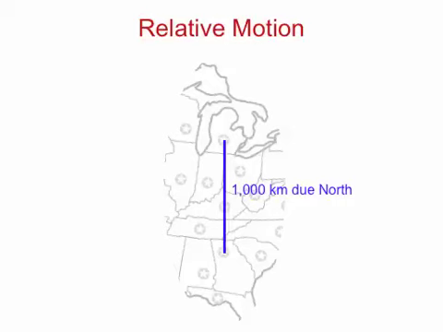Here is a portion of a United States map with a straight line path 1,000 kilometers due north from Atlanta to Lansing. We're told that the wind velocity is 60 kilometers per hour directed southeast. We indicate this with a vector pointing 45 degrees south of east.